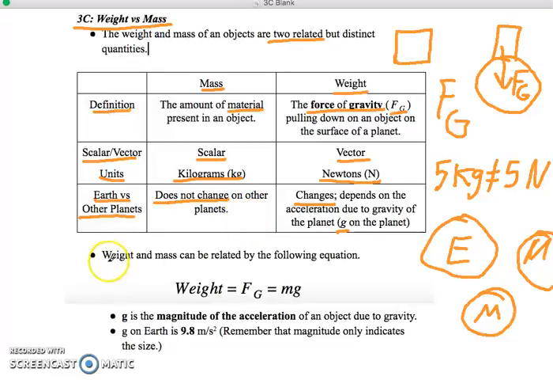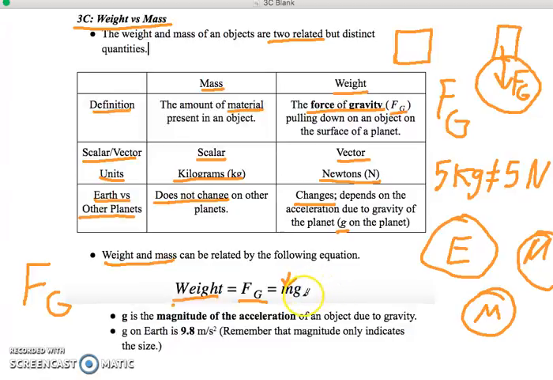So weight and mass, you can actually relate them. There's an equation that shows that they are related. It's this equation down here. So weight, which is equal to Fg, remember F subscript G, that's the force of gravity, G for gravity. That's equal to m times little g. So m times little g, that's the mass right here.